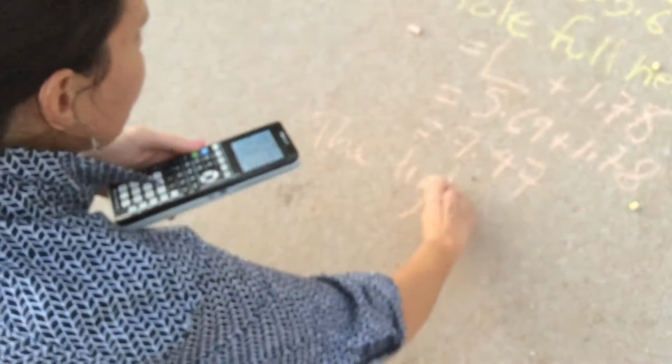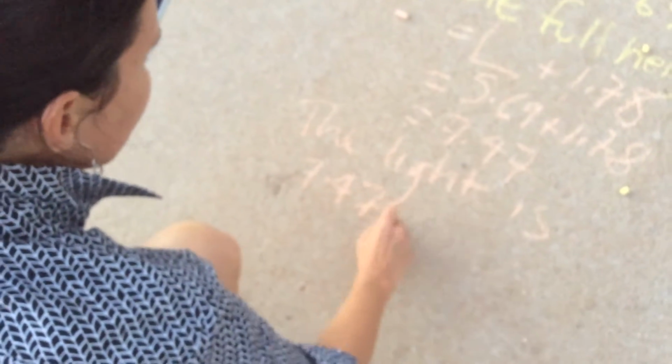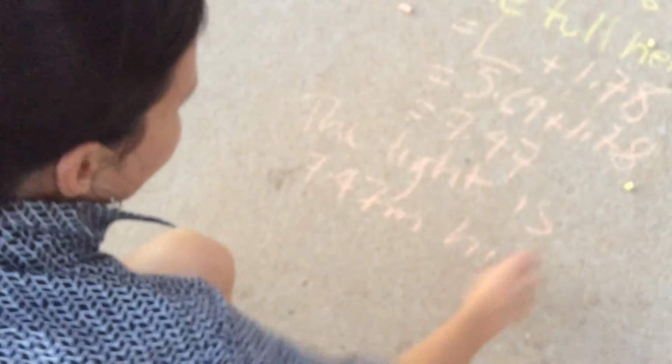7.47. So then we write a concluding statement on the driveway, which is the light is 7.47 meters high. The end.